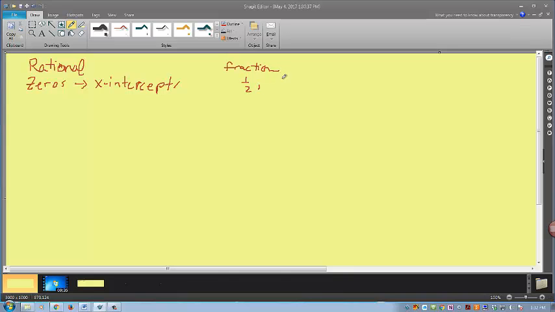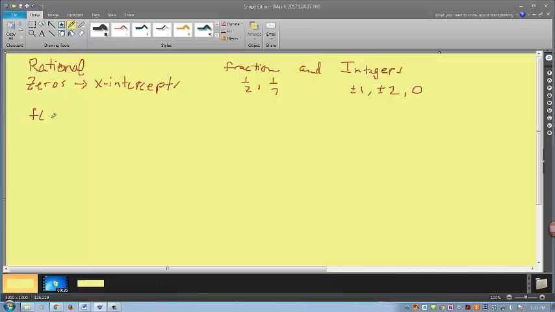like 1/2, 1/7, and they're also the integers. So the integers are like positive negative 1, positive negative 2. Even zero counts for the integers. And so we have all fractions and all integers. So the way we find this, now we're looking at these complicated polynomials.